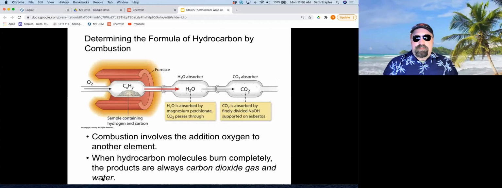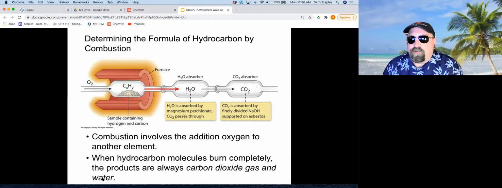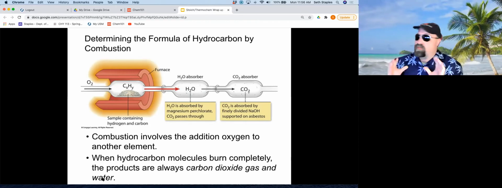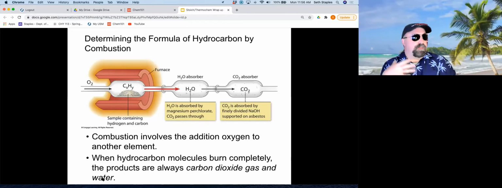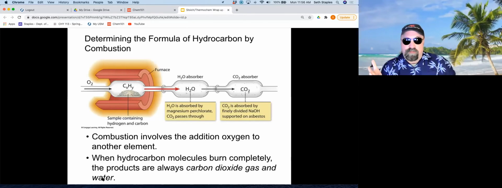Another main type of analysis we looked at was combustion analysis. I don't actually have an example worked out here. There are lots of examples on the website for you and lots that were worked out in lecture and in the supplemental video.